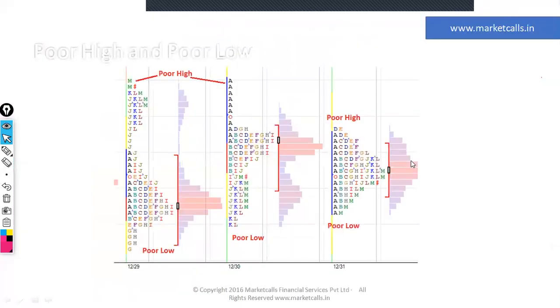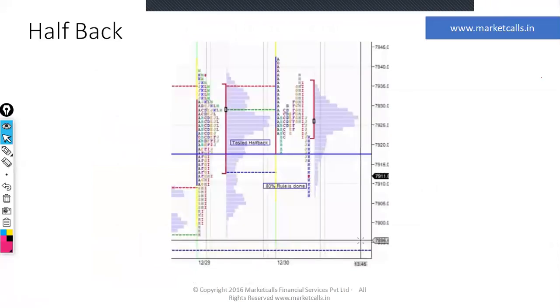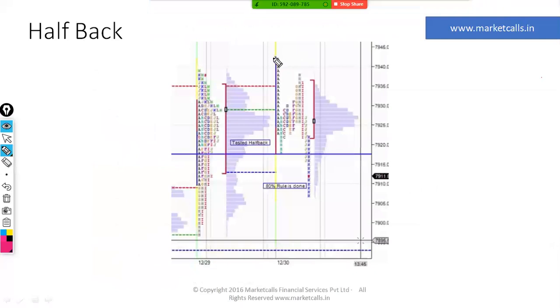Okay, so maybe if you are interested in strategies, this is one of the strategies you might find. One of the days the price opens gap up and the price is coming and testing the B period. You see that the B period lows are at the half back of the previous day. Half back is nothing but high plus low divided by 2. So previous day high, previous day low, divided by 2, you get a center point.